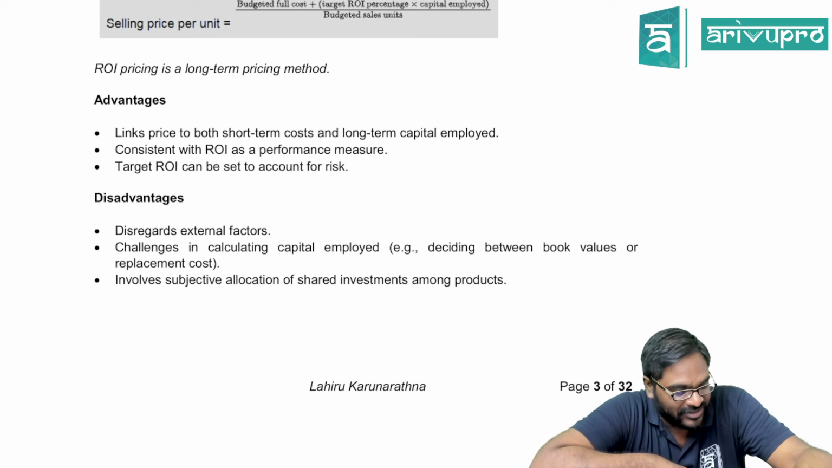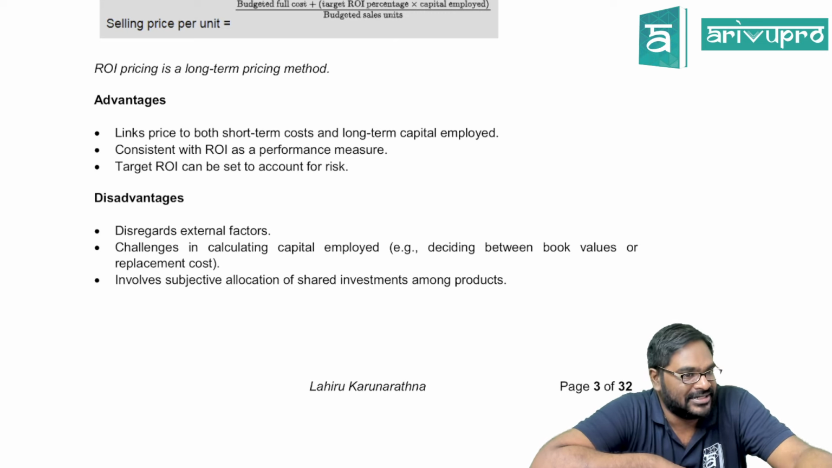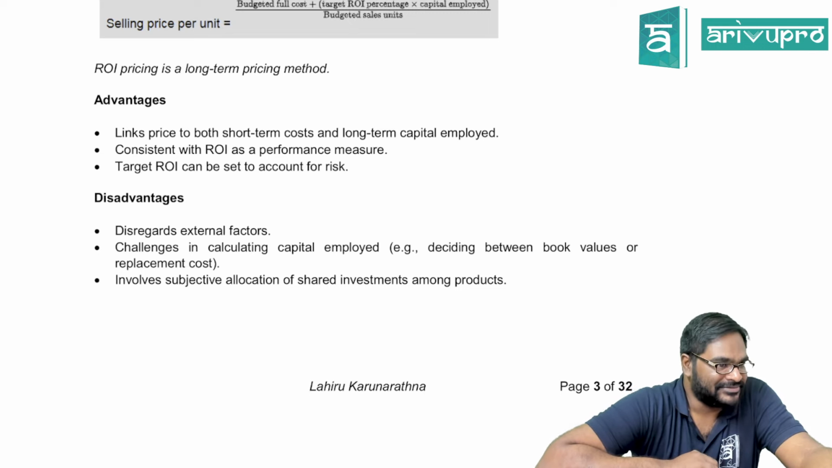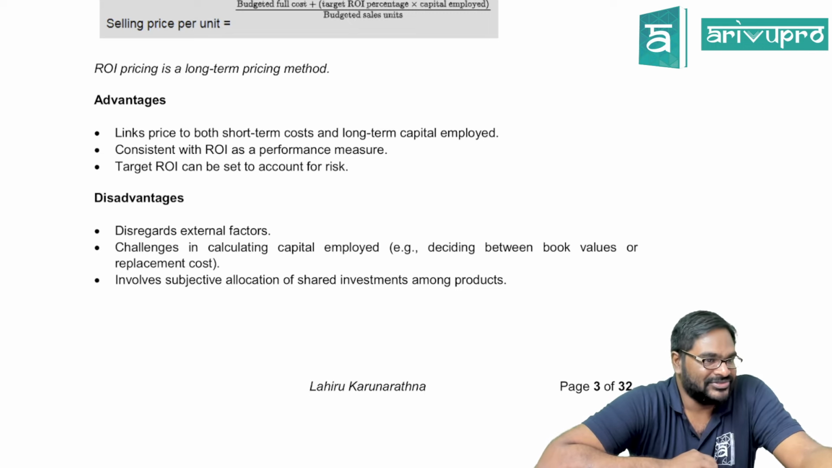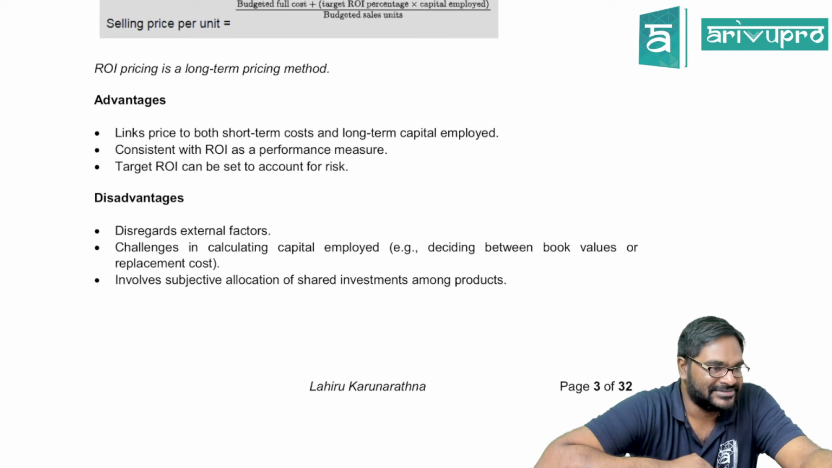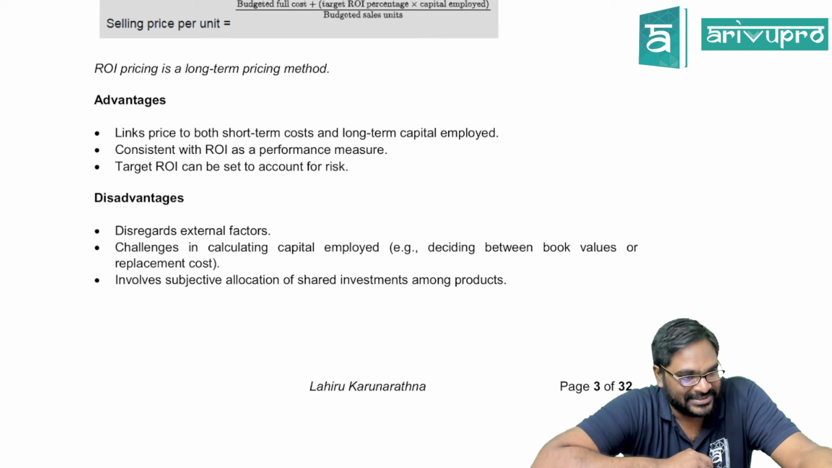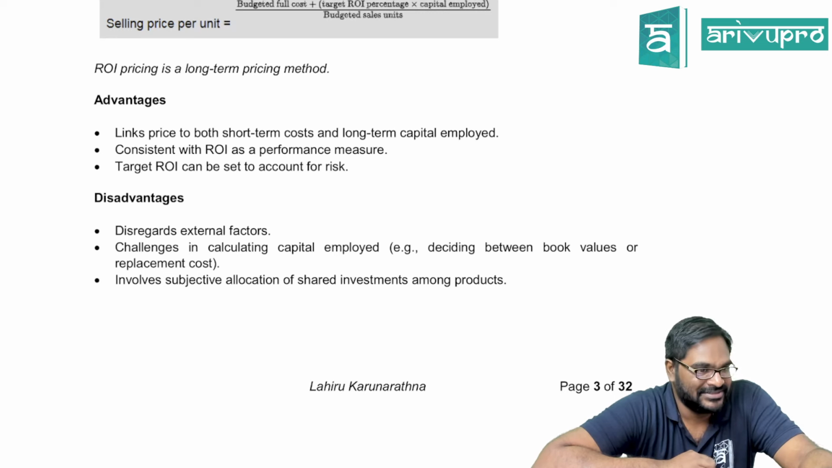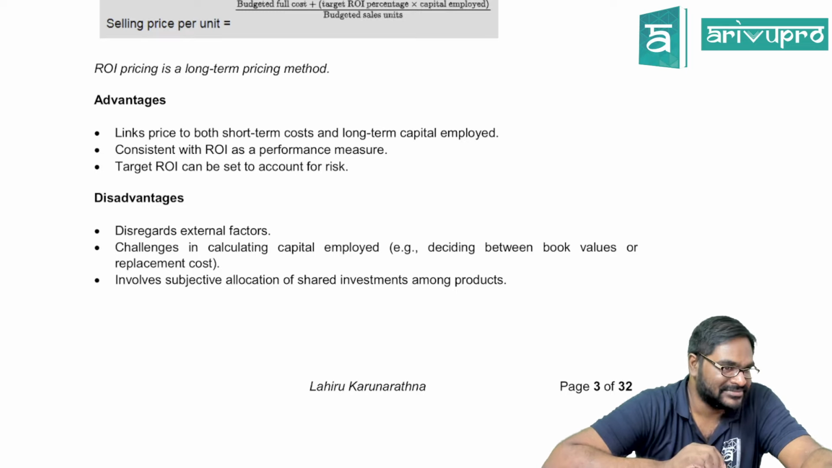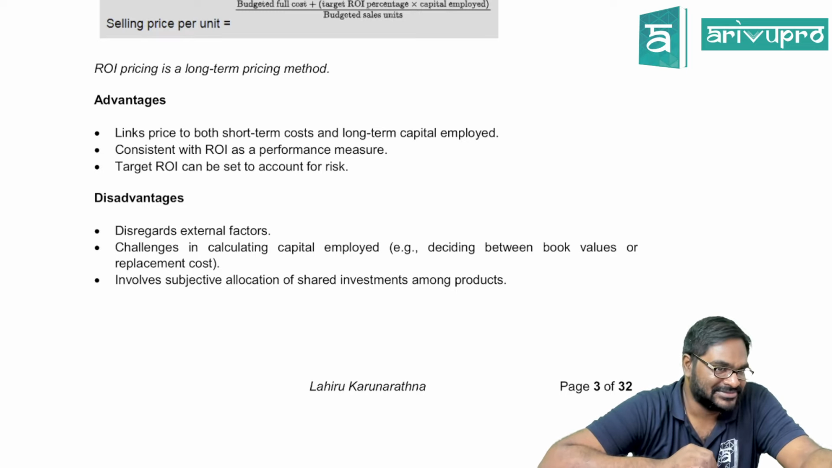Then it involves subjective allocation of shared investment among the products. Now the investment we have to allocate among the products, right? That's what we are trying to do. But again, how to allocate is subjective. You are the one who's going to decide. So in that case, Praneeth's opinion might be different from Balaji's opinion, isn't it? And Balaji's opinion might be different from my opinion. So each one might have their own opinions on how to allocate the investment. Then it's a question mark again, subjective. Are we good? Present? Sure? Great.